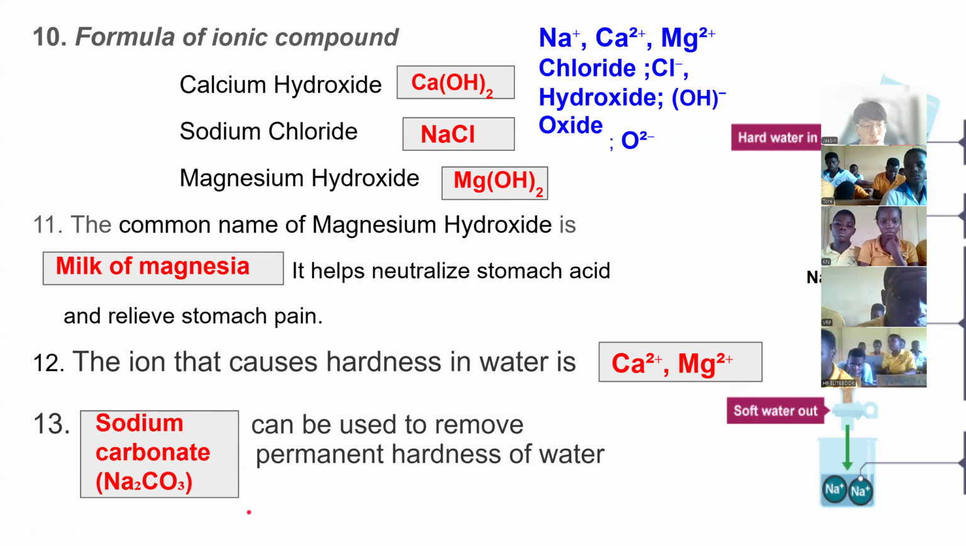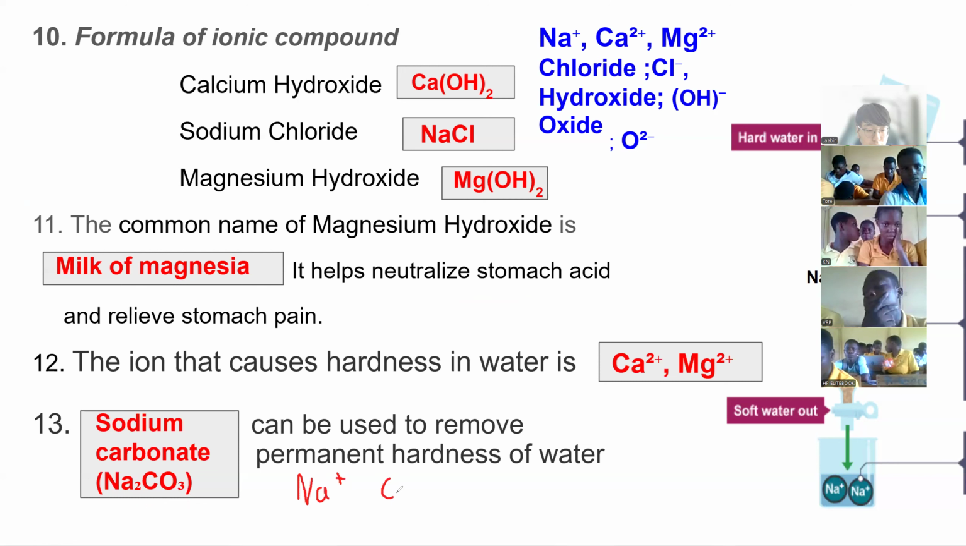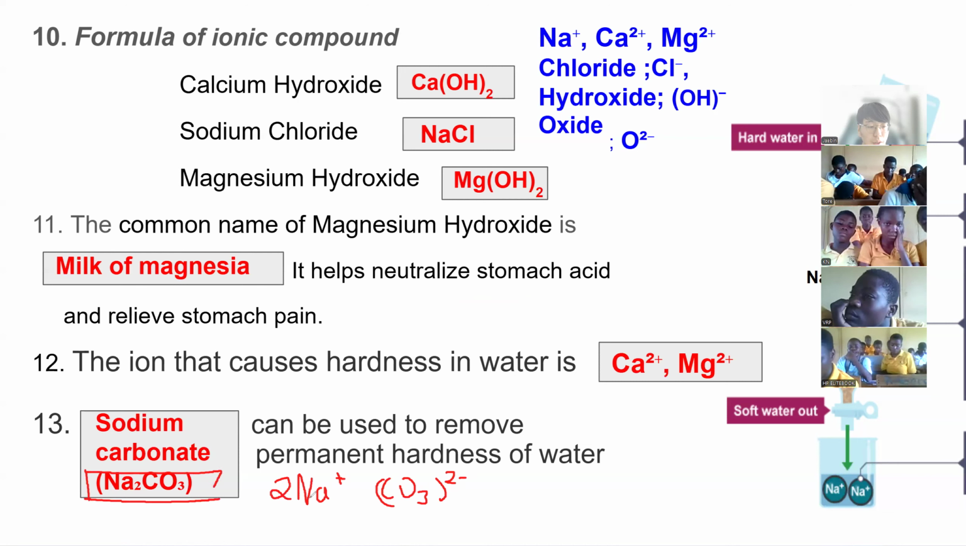And sodium carbonate, Na2CO3. We can also form this ionic compound by using the charges, which we actually have: Na plus and CO3 2 minus. So we need 2 sodium ions and it forms Na2CO3. That is how the ionic compound is formed.